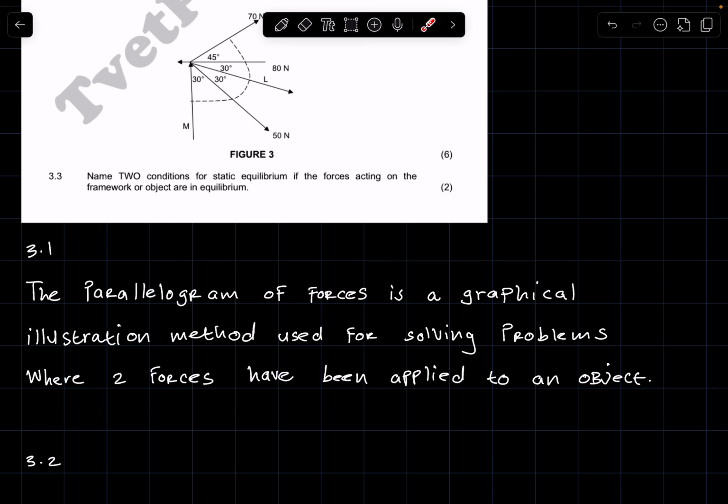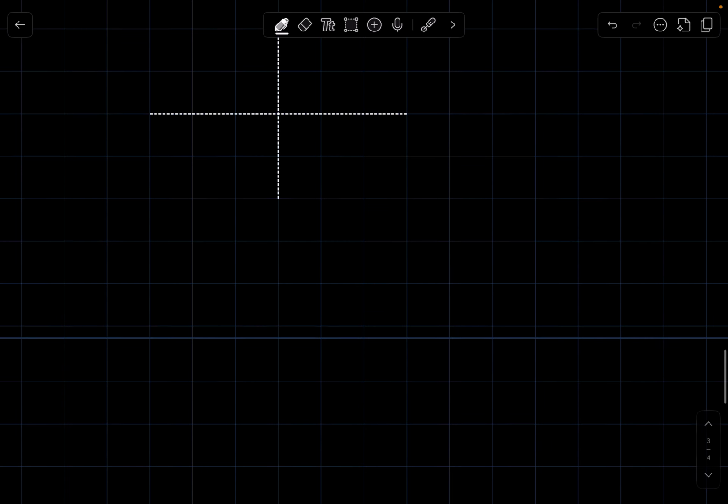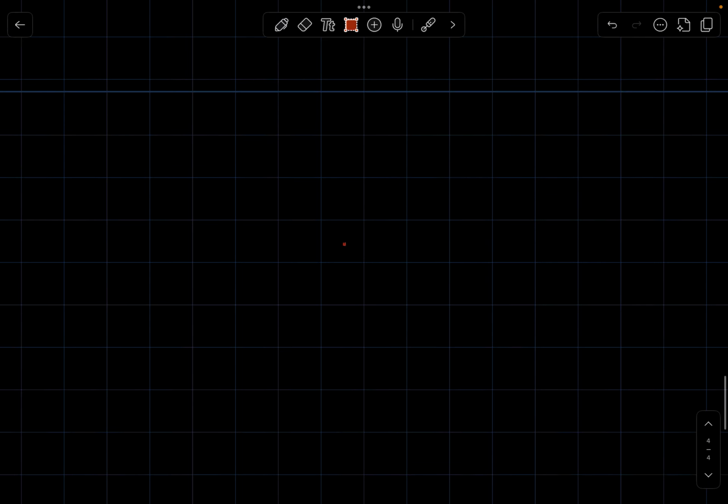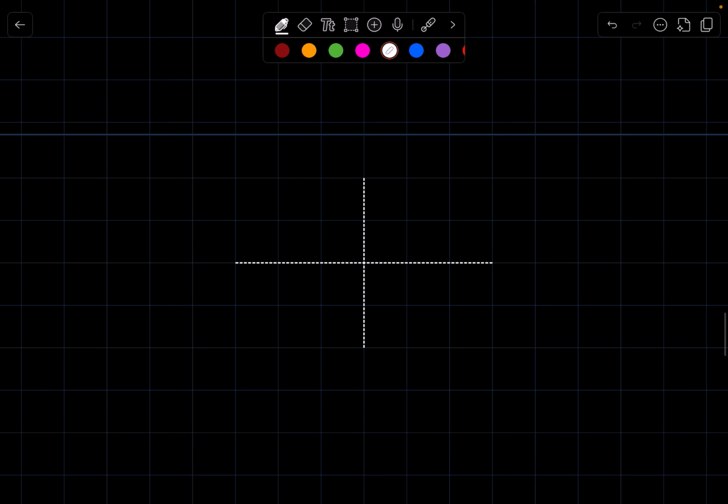Now, the parallelogram of vectors you are able to use only if the body or the problem you are looking at is based on two forces being applied, or a body being subjected to two forces. Let's just borrow this Cartesian plane. So say you have an object and it is being subjected to two forces.